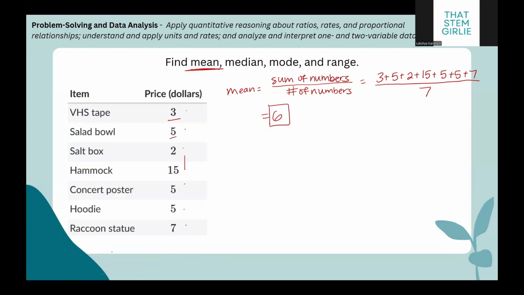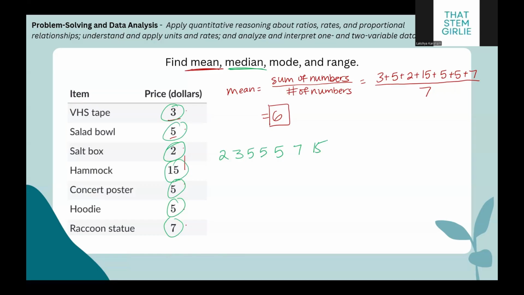The next quantity it wants you to find is the median. The median is the number that's in the middle, but not numerically. It's the number that's in the middle when you order them from least to greatest. So the smallest number here is 2, followed by 3. After 3, you have 1, 2, 3 5s. So we're going to write those all out. Then we have a 7 and then a 15 to finish us off.